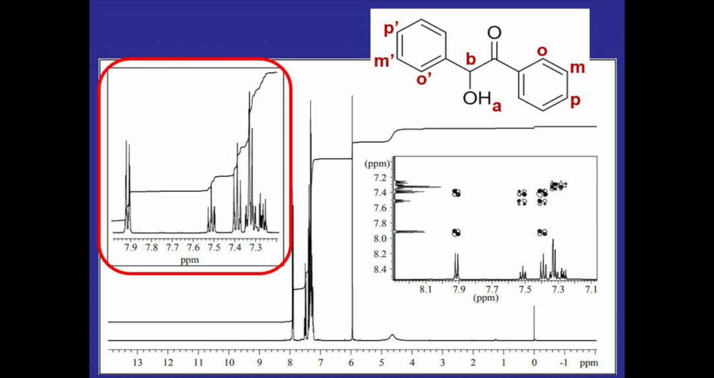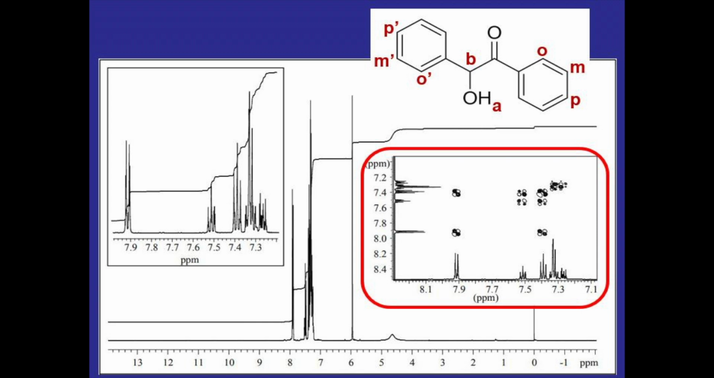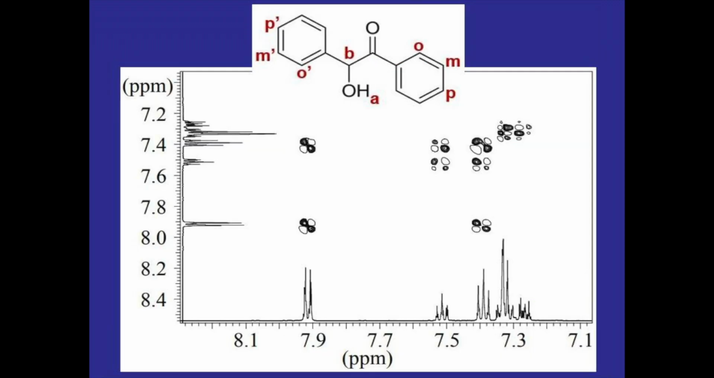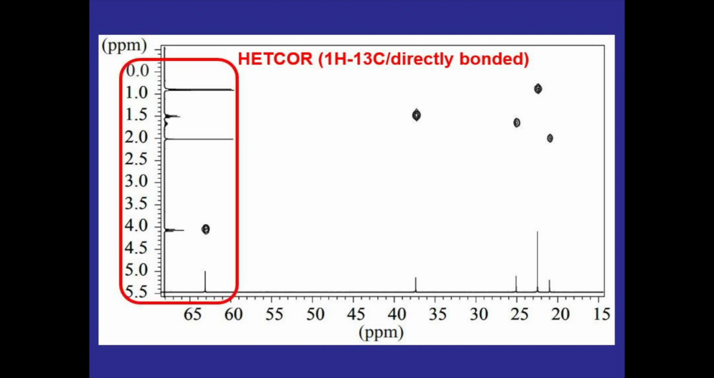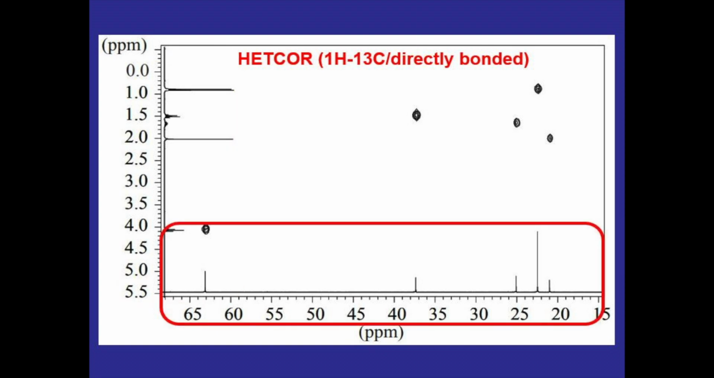The first one is just a zoom in of the peaks between 7.2 and 8 ppm. But the second one is a new kind of 2D NMR, which we haven't seen before, but it's going to be really helpful, so I'll be focusing on that. This 2D NMR is different from the one that we've seen before, and it's called a HETCOR. It shows coupling between hydrogens and the carbons that they are directly bonded to. So on one axis we have the H NMR, and on the other axis we have the carbon NMR, and these spots show the coupling between the hydrogens and the carbons they're directly bonded to.